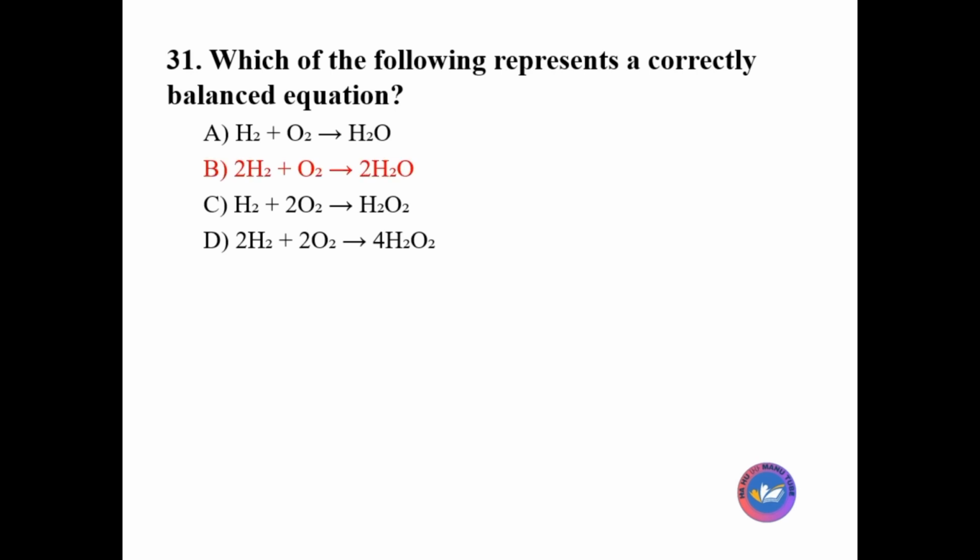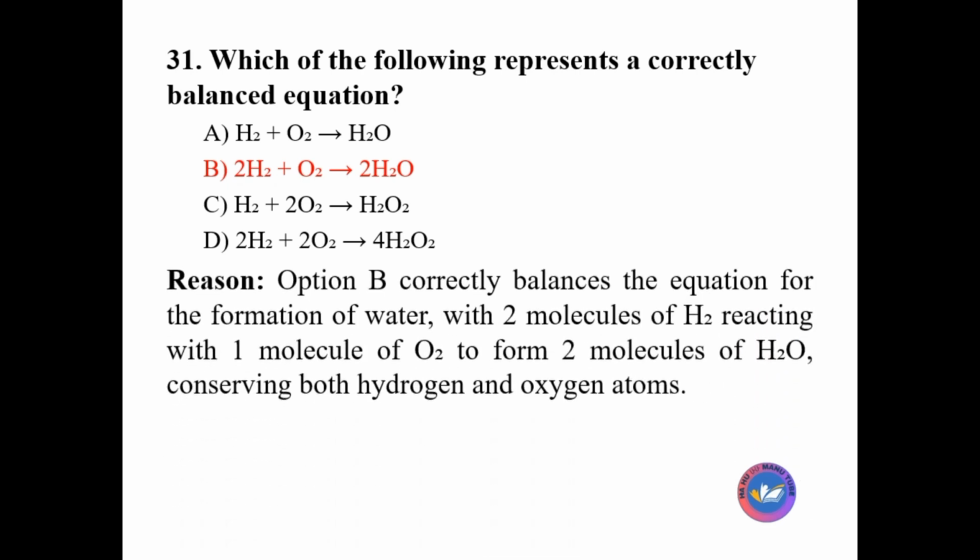The answer is 2H2 plus O2 gives 2H2O. Option B correctly balances the equation for the formation of water. 2 molecules of hydrogen, or H2, react with 1 molecule of O2 to form 2 molecules of H2O, conserving both hydrogen and oxygen atoms.